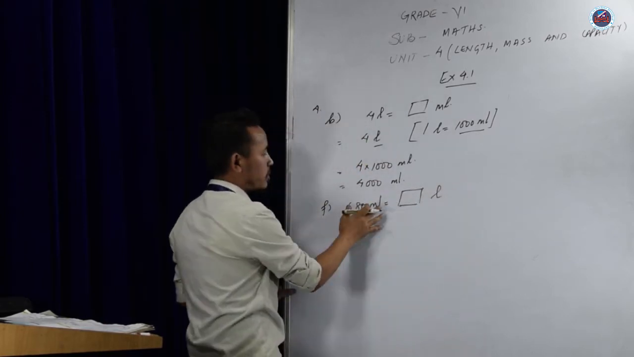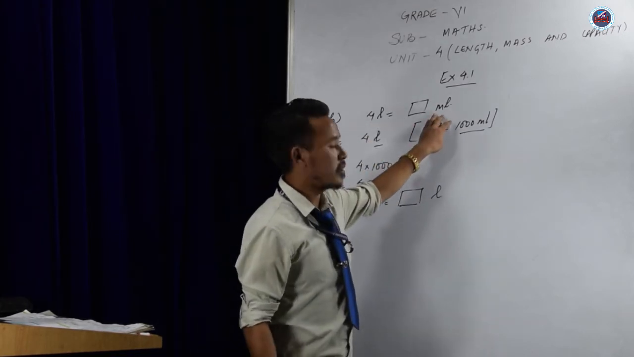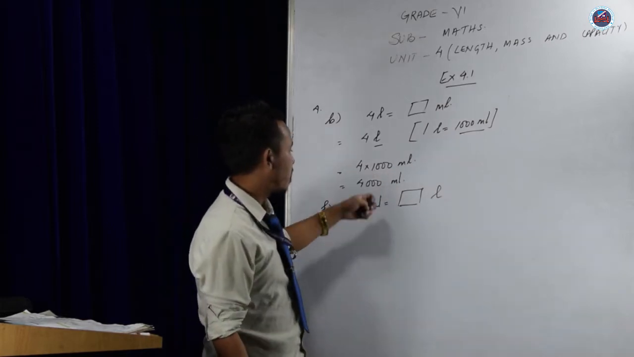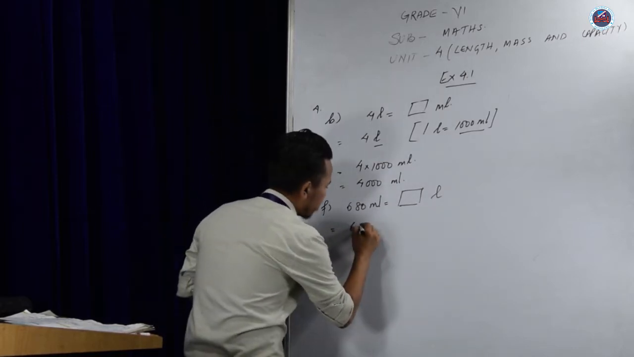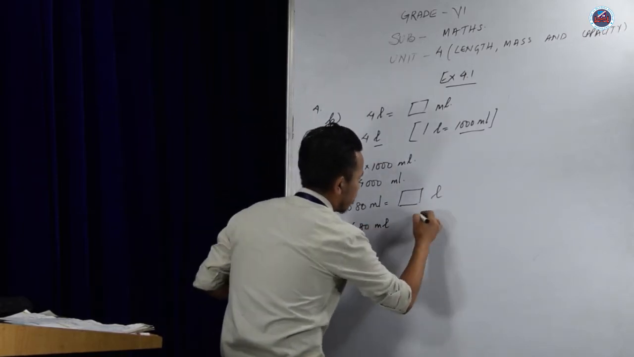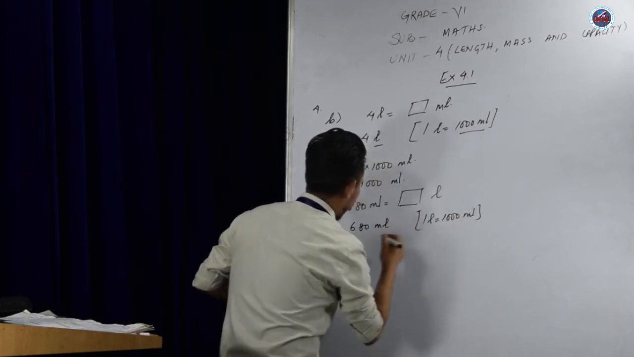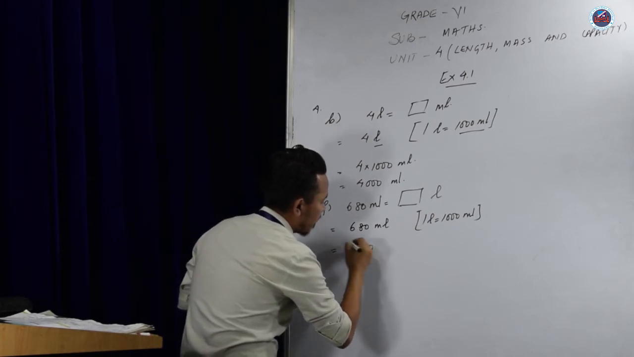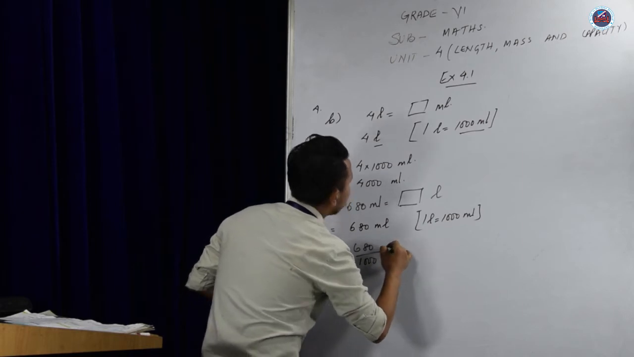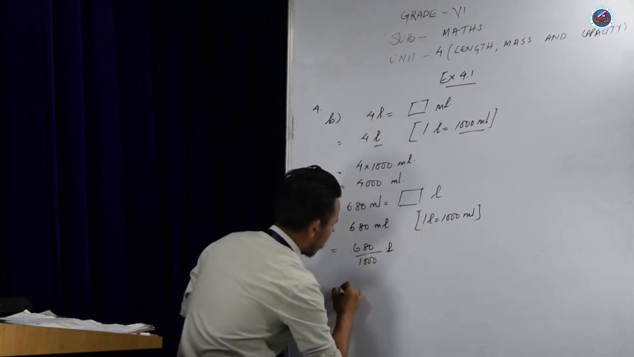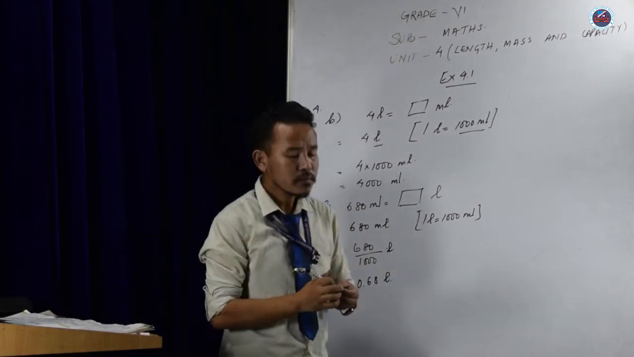And question number F, next one, that is 680 milliliter equals to, we have to convert this milliliter into the liter. So here you see, from the bigger unit to the smaller unit, as I've always been saying, we have multiplied; from smaller unit to the bigger unit, now we will divide it. That is 680 milliliter. Same, 1 liter equals to 1,000 milliliter. So what I will do here is 680 divided by 1,000 liter. We get 0.68 liters. I hope it's clear.